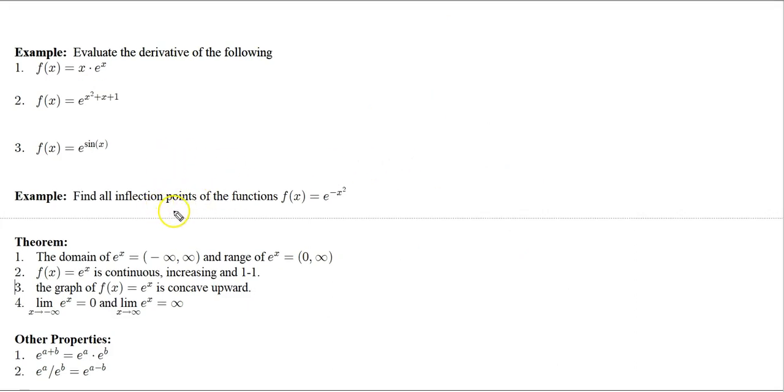And let's take a look at one more example before we look at this theorem. Let's find all the inflection points for the function e to the negative x squared. So remember, to find an inflection point, what we have to do is find where the second derivative changes sign. So we're going to have to take the second derivative of this function. So let's notice that f prime, so there's our first derivative.